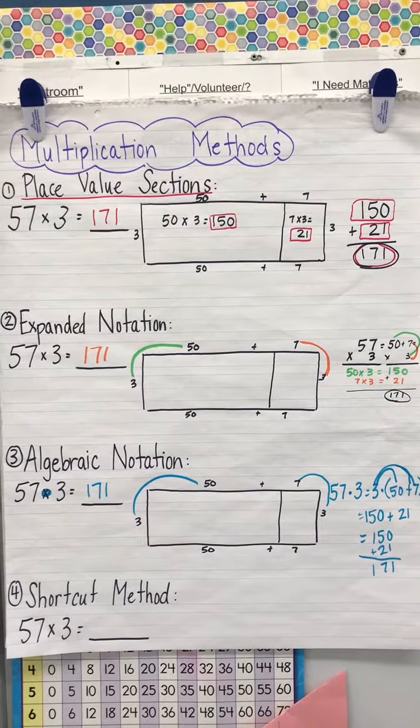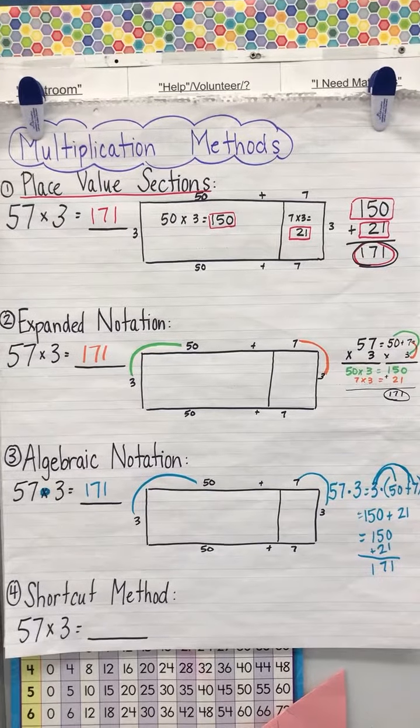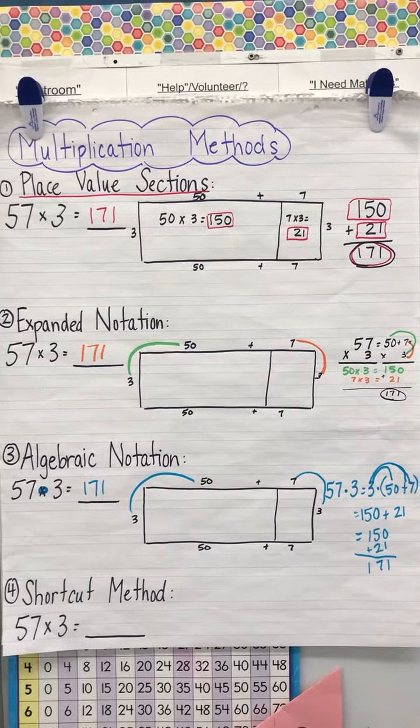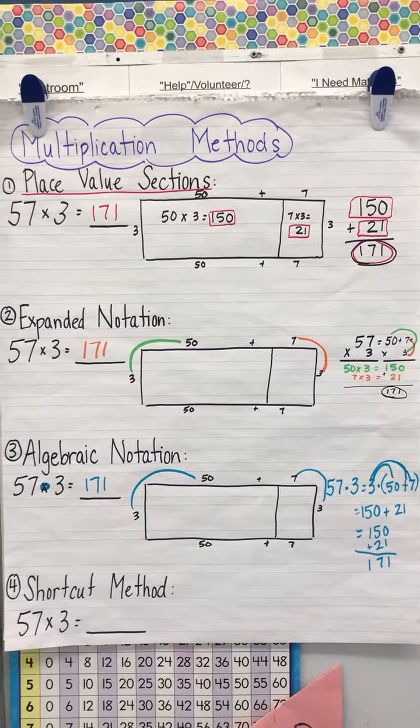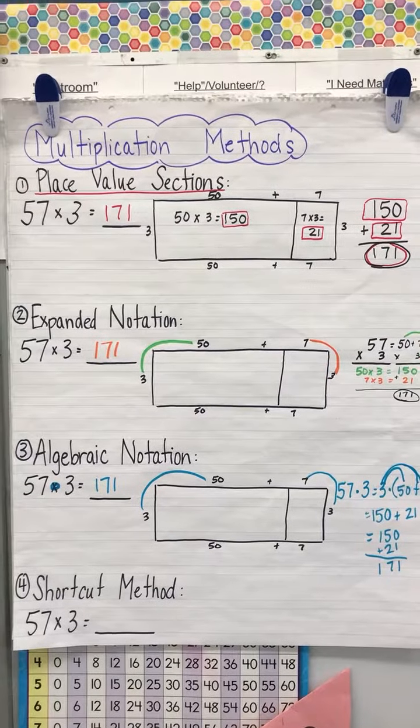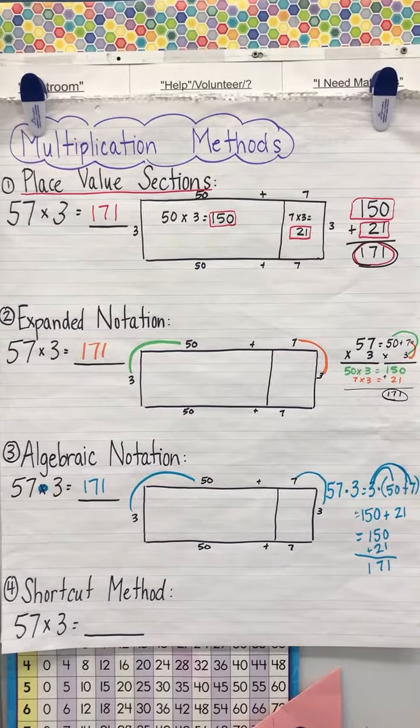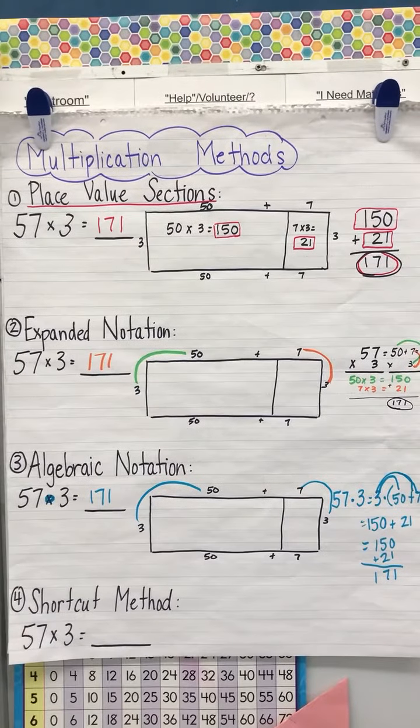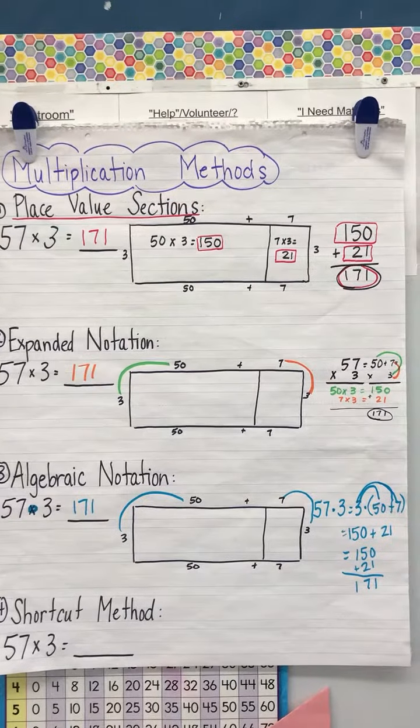In the world of algebra, we often will use a dot instead of an X. And the kids know that it's all the same. It means all the same thing. So go ahead and look at strategy number 3. And notice how we're going to start with the rectangle to show visually 57 times 3, and then we'll do the work off to the right-hand side.